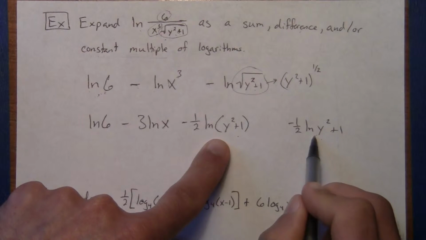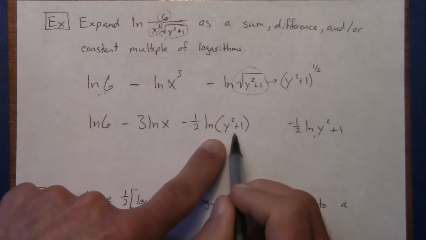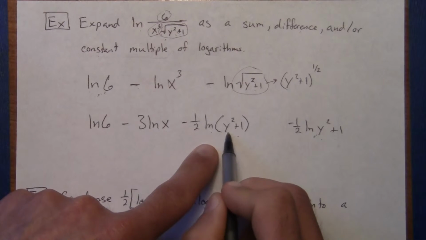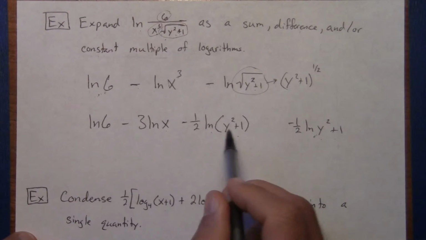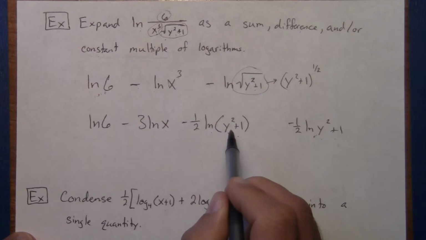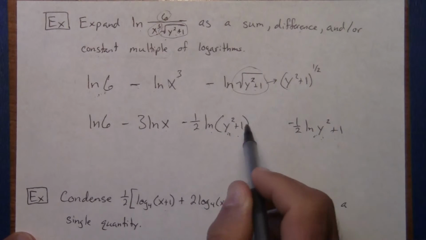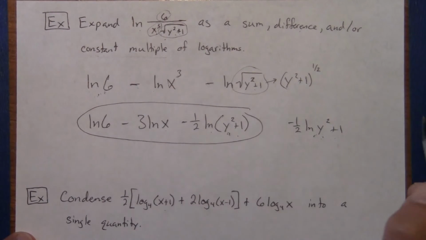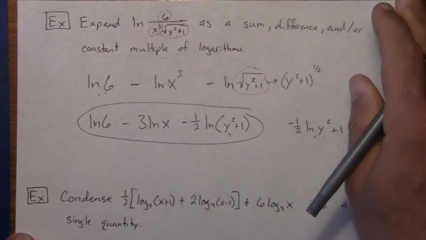That's the natural log of y squared, and then I add 1 to it. This is the natural log of y squared plus 1. So it seems like a minor detail, and I guess it can be, but this is right and that is not, so make sure that you're careful with that. So that's what your final answer would look like.